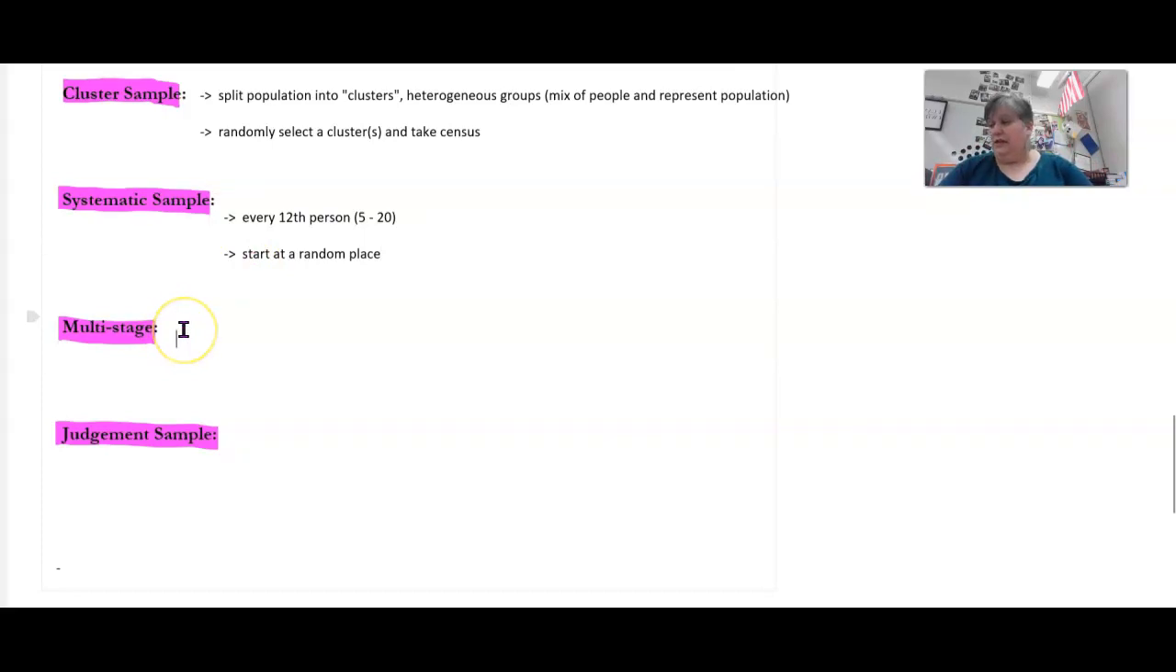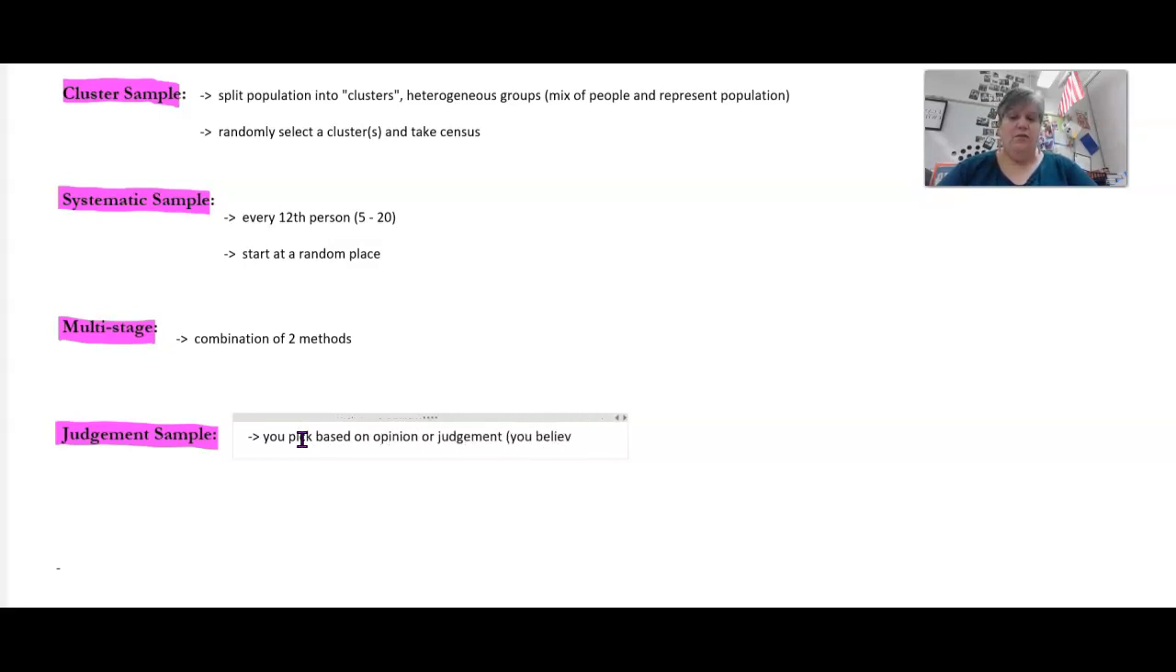Okay, multi-stage, it's a combination of two methods. Be careful, a cluster takes a census, that does not make it two methods. Okay, and then I gotta hurry up, class is starting. A judgment is when you pick based on opinion or judgment. You believe it represents the population.